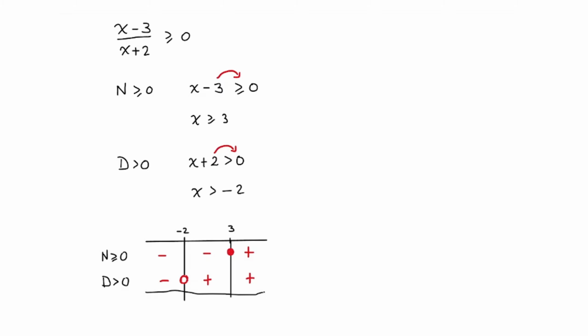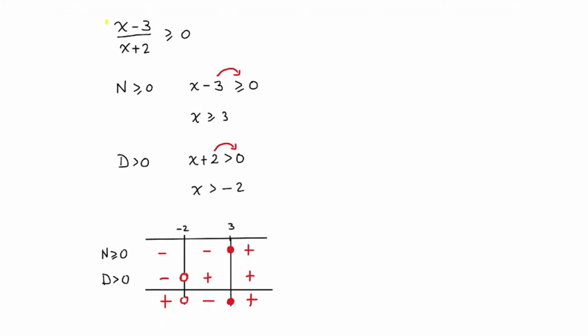Before combining, remember this key idea. If numerator and denominator have the same sign, the fraction is positive. If they have different signs, the fraction is negative. Now we combine the signs. In the first interval before -2, the numerator is negative and the denominator is negative, so the fraction is positive. Between -2 and 3, the numerator is still negative, but the denominator is positive, so the fraction is negative. After 3, both numerator and denominator are positive, so the fraction is positive.